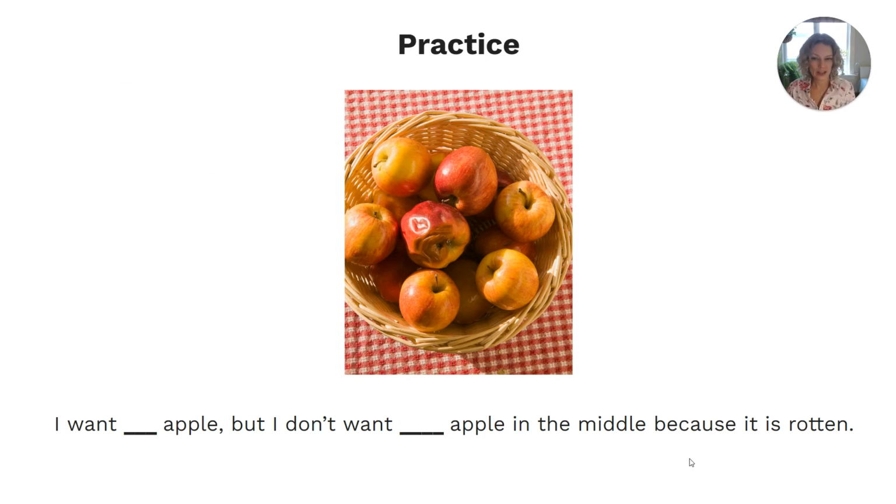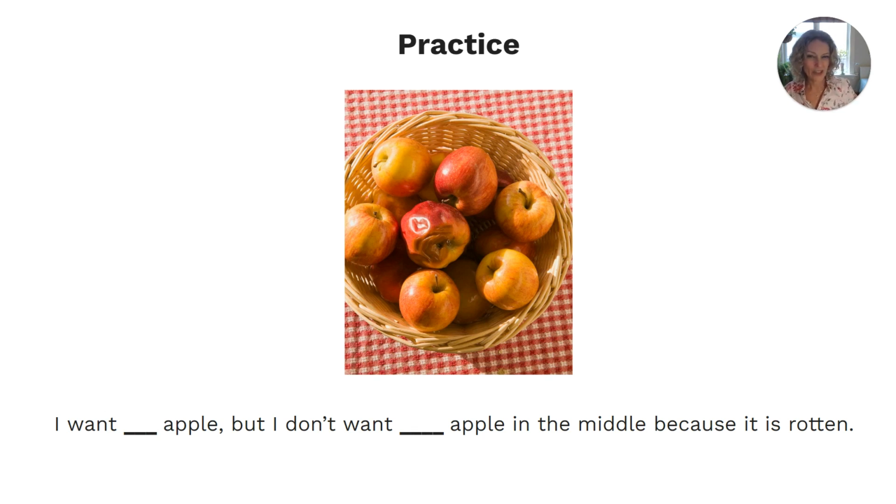So let's do a quick little practice. Let's look at this context. So we're looking at this basket of apples here. And so we have a sentence and you need to choose the correct articles to go in the blanks. I want blank apple, but I don't want blank apple in the middle because it is rotten.